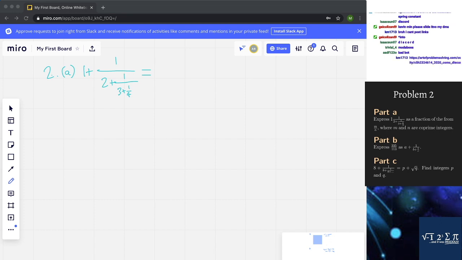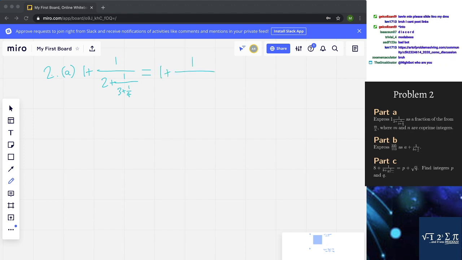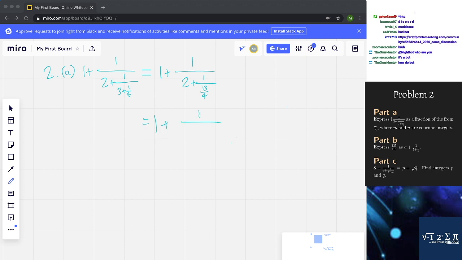But anyways, it's just the harder AMC 8 way. 1 over, this is 13/4. So 1 plus 1 by 2 plus 4 over 13.